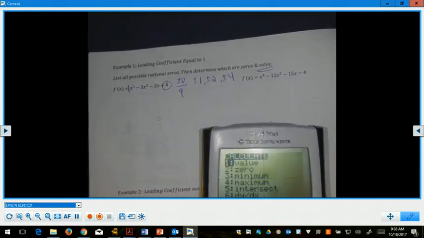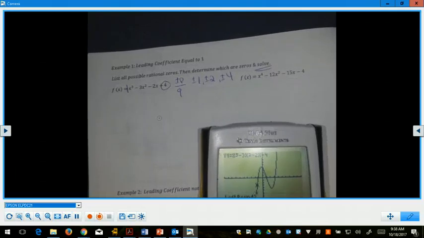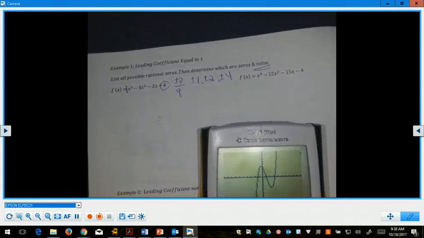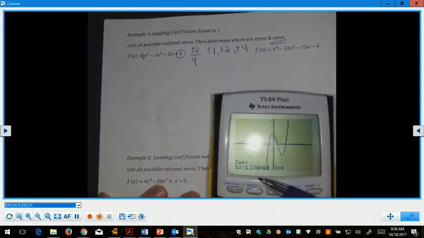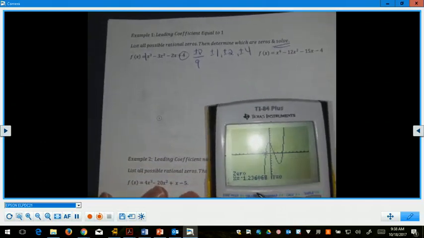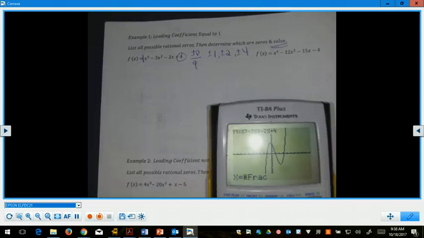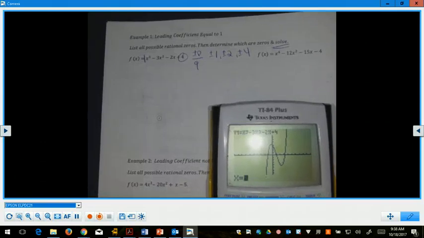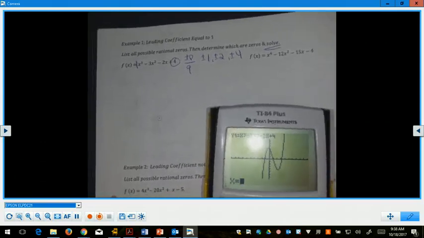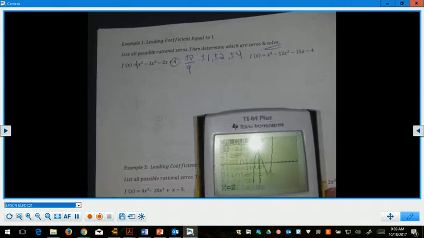Now I can do second calculate, find the zero. Well, there's one of them, so I go to the left, I go to the right. That one is not a whole number, and it doesn't look like a decimal value that I could get. I could even try math convert to fraction. It won't allow me. It says syntax error because it's not going to be able to convert to a fraction. So that's one of my irrationals, and they come in pairs. So one of the other ones is irrational too.